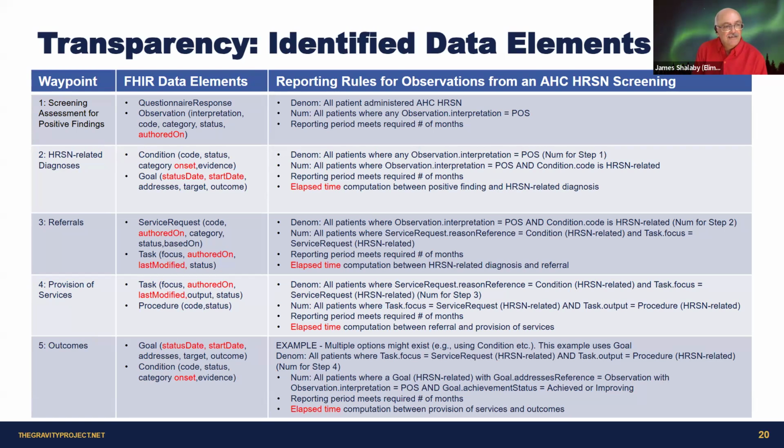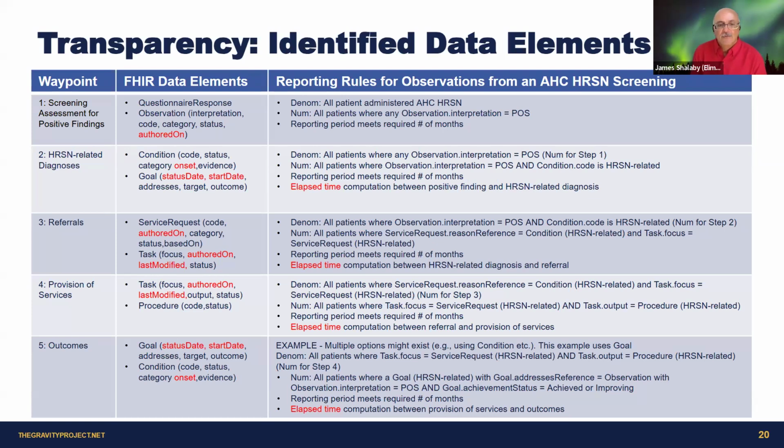In addition, goal is an important FHIR element that's used in this, and the status date, the start date for the goal. We want to know that this goal is specific for this condition when it was identified last month, not when it was identified a year ago. And then again, the reporting rules are numerators and denominators. But in this case, the denominator is all patients where any observation was positive. It's really the numerator from the first step, being carried over to this next step.